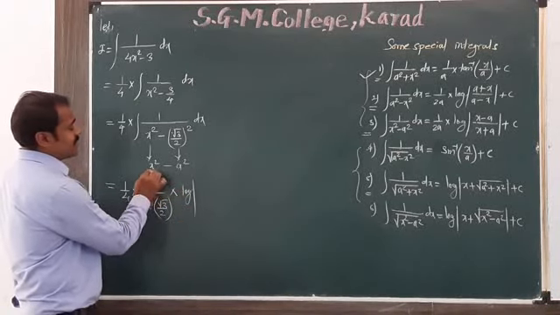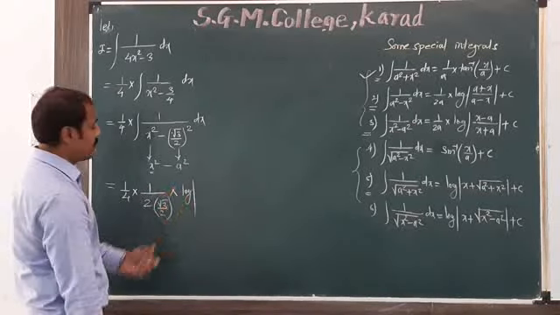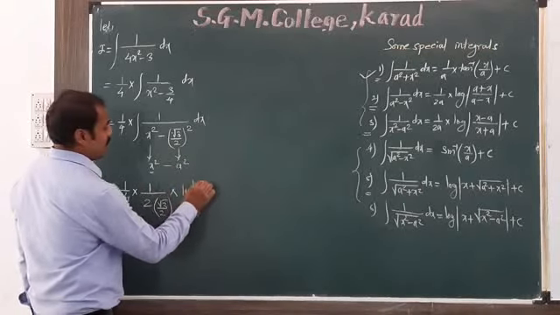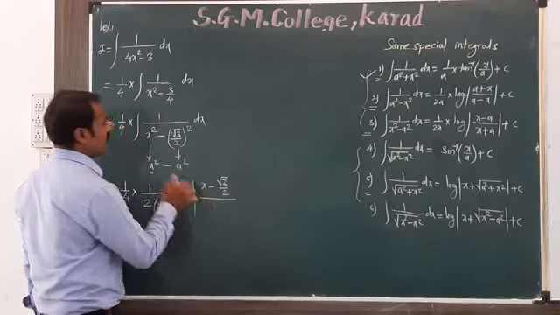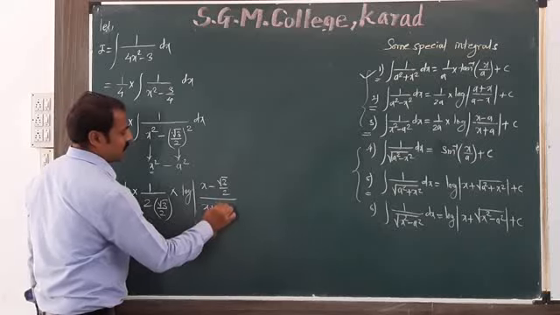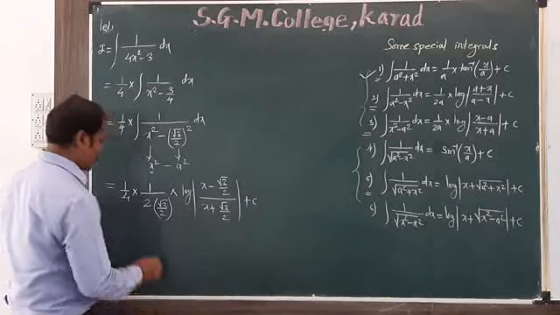Right, since it started with variable square, for the negative factor in the numerator we write x minus root 3 divided by 2. And what is the positive factor? x plus root 3 divided by 2, plus constant of integration c.